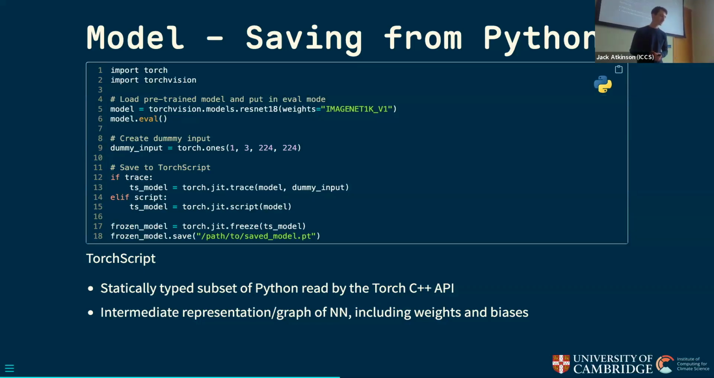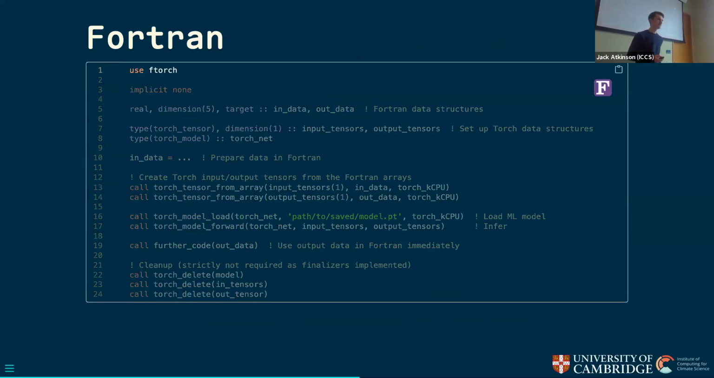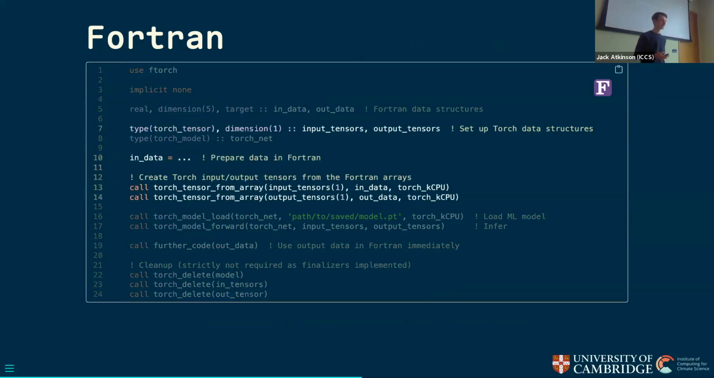It also includes the weights and the biases in there with it. So you can train your model in Python and then deploy it in Fortran. And then this snippet of code here shows what you would do using FTorch's syntax in Fortran. So the most important thing is to use FTorch, so that imports the functionality.